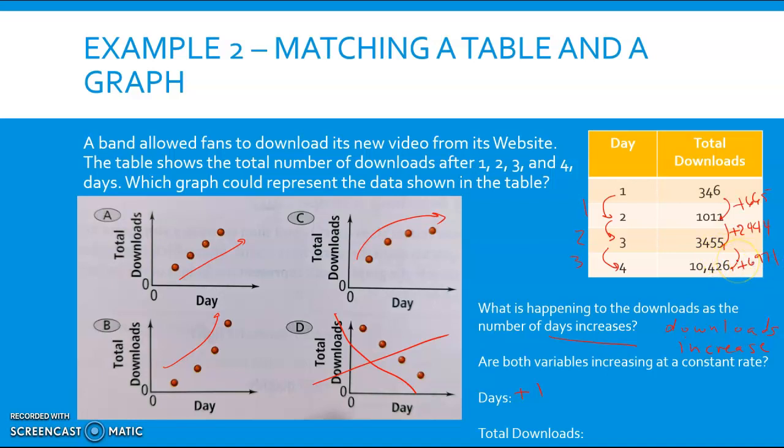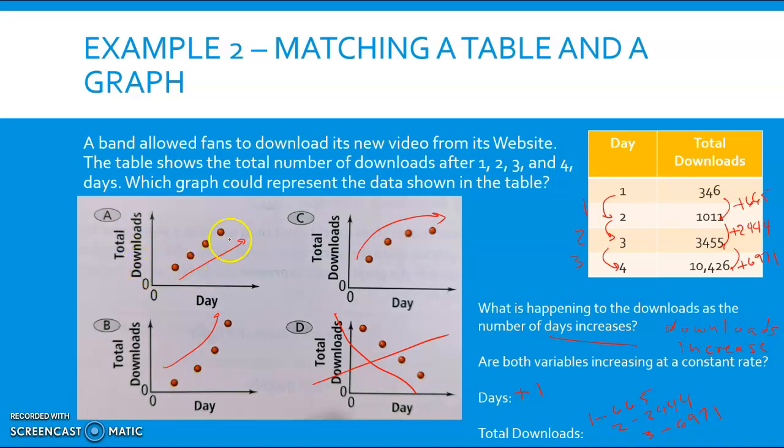6,971. So this is where it gets a little tricky, right? Total downloads, interval 1, 665. Interval 2, 2,444. Interval 3, what is that? 6,971. So not only are they not increasing at a constant rate, the same rate each time, there seems to be a rapid increase. As your days increase, you have a rapid increase.